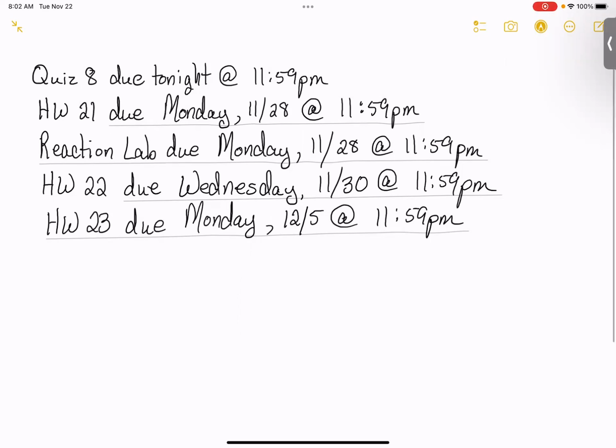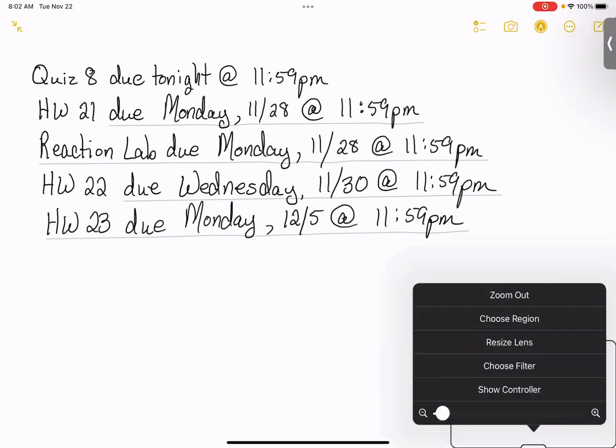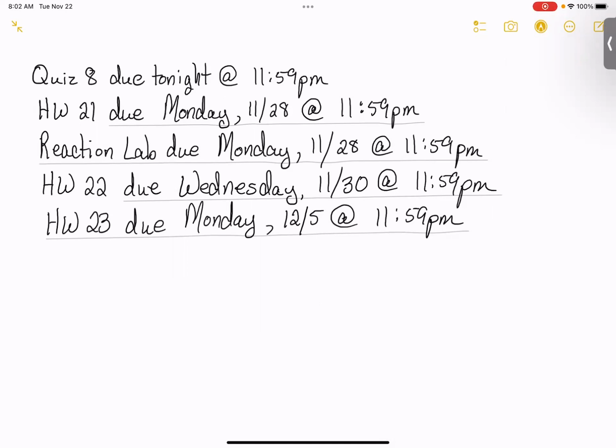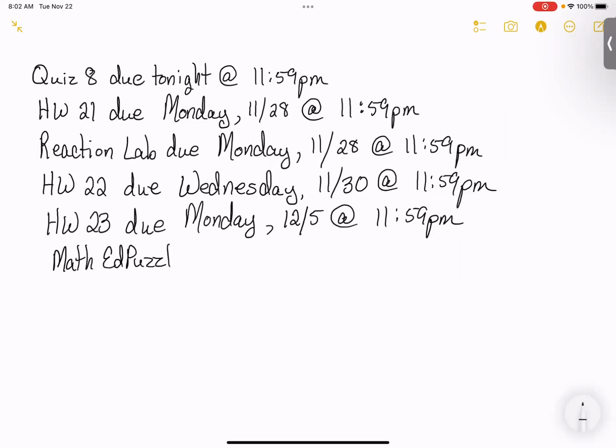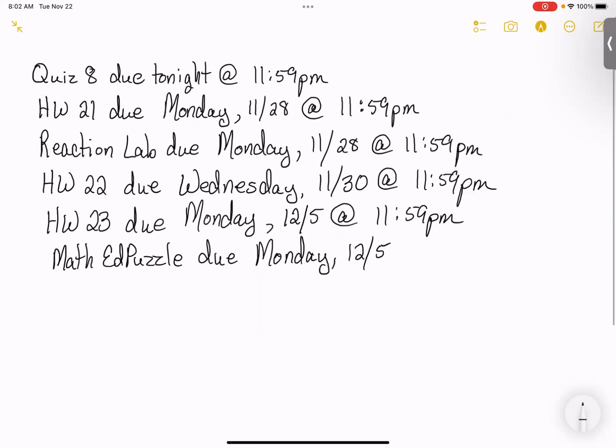Also due on that Monday, if I can zoom back out, you will have 2 math ed puzzles. And again, that's going to be due on Monday, 12/5. Those math ed puzzles are actually already posted, but they are going to be over heat capacity and heat exchange.